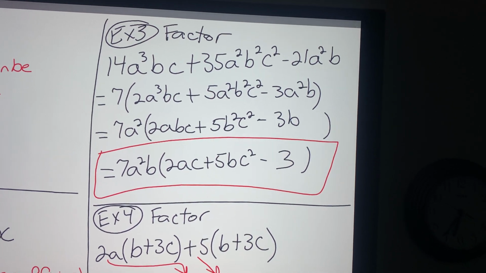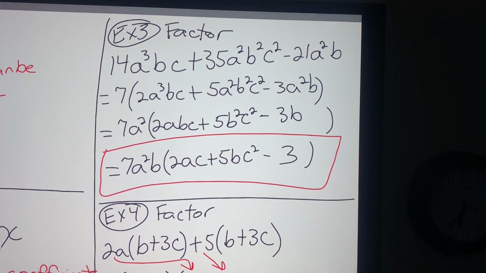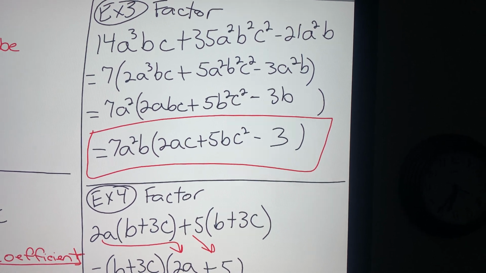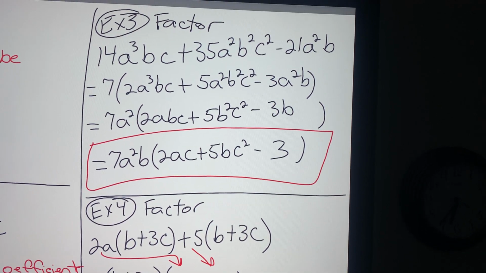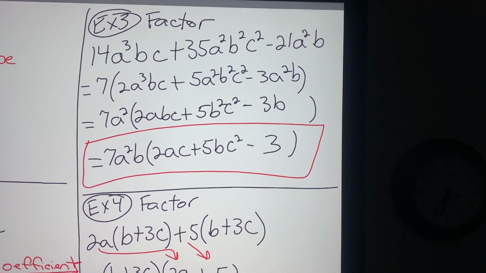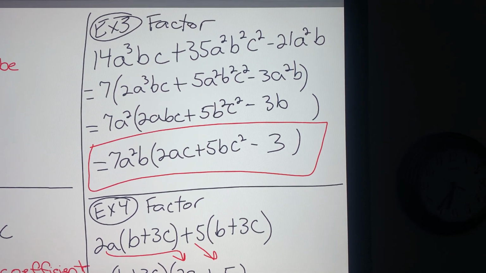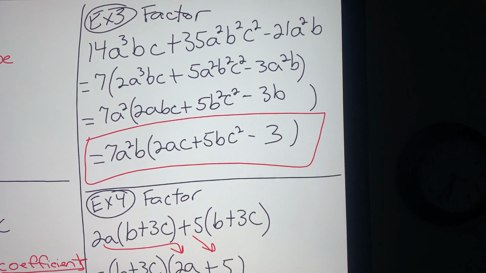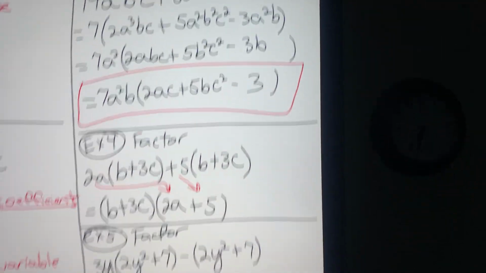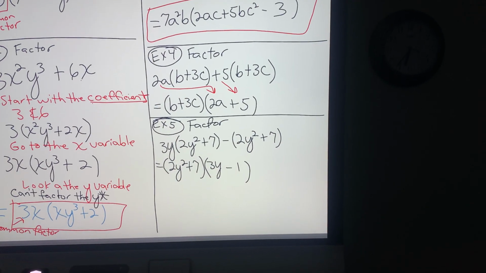look at each one of the things separately, such as the coefficient, the a to the third, the a variable, the b variable, and the c variable. We look at each one of them separately and make sure that we're able to factor out if they appear in each one of the terms. So the variables have to appear in each one of the terms in order for you to factor out the smallest power. All of these here use that rule.